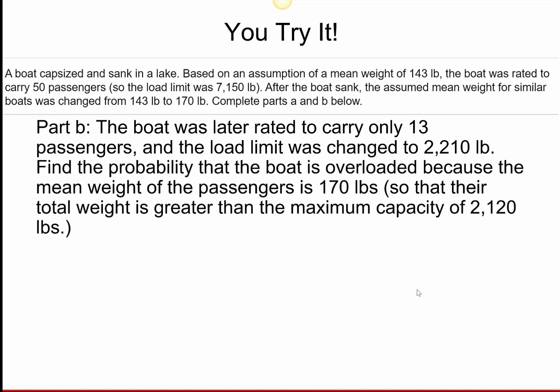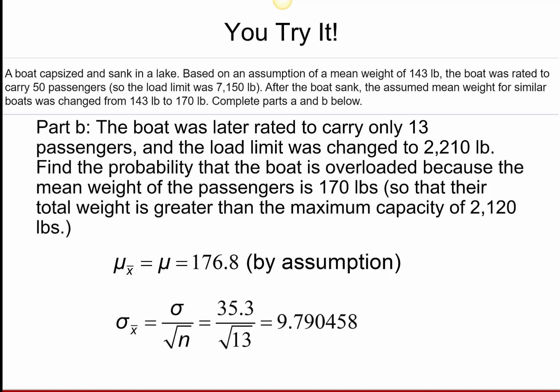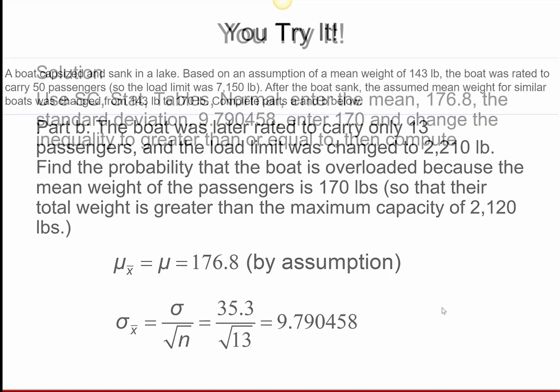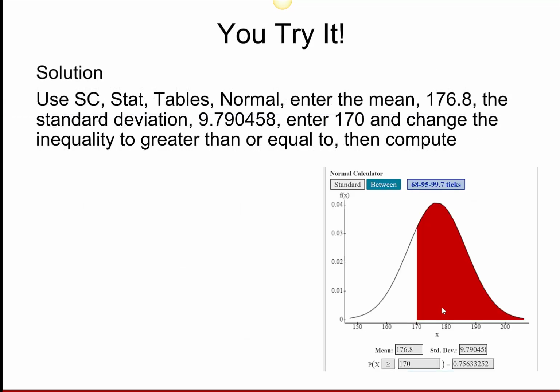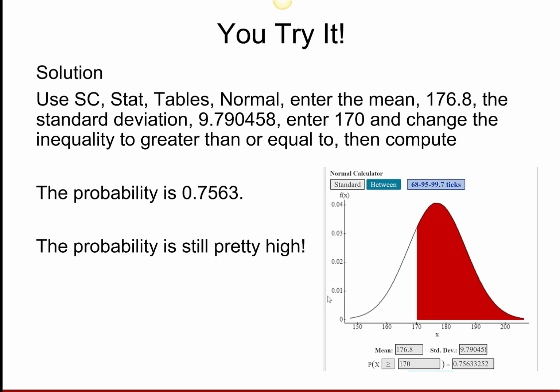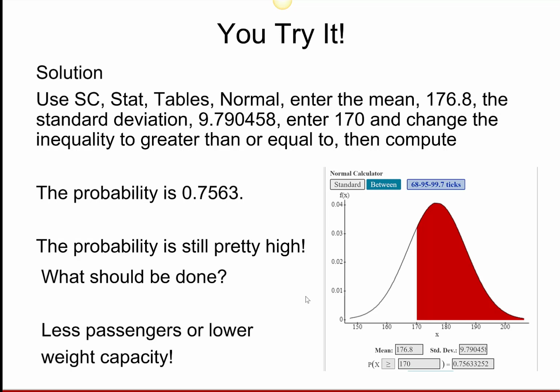Okay, so we're going to assume again the same mean weight of 176.8, and we're going to do a standard error of the mean of 9.79. We've decreased the sample. We're going to use StatCrunch again, and now we come up with a probability of 0.7563, which is still pretty high. So again, what can be done here? Fewer passengers or a lower weight capacity. There's still a pretty high probability that the boat would be overloaded.